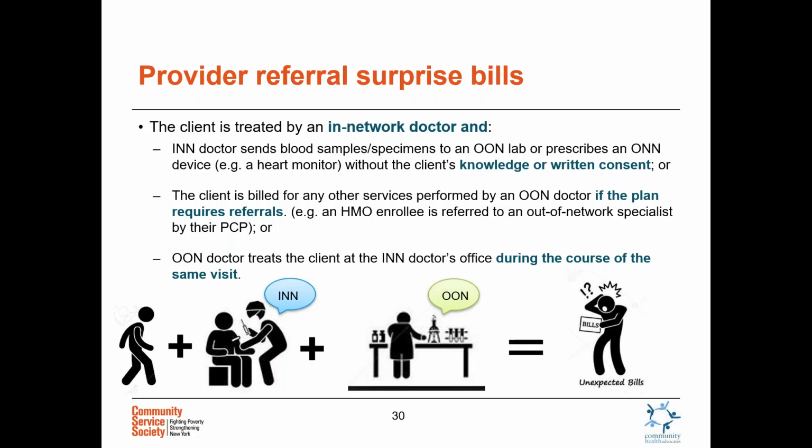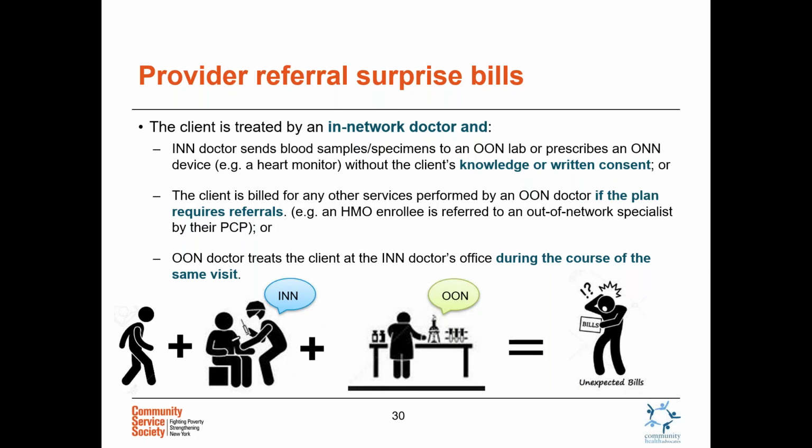The next type of situation that's common are provider referral surprise bills. So here are some examples of things that might arise when you get this type of surprise bill. The client is treated by an in-network doctor, and the in-network doctor sent blood samples or specimens to an out-of-network lab, or maybe they even prescribed an out-of-network device, a heart monitor, without the client's knowledge or written consent. Or maybe the client is billed for any other services performed by an out-of-network doctor if the plan requires referrals.